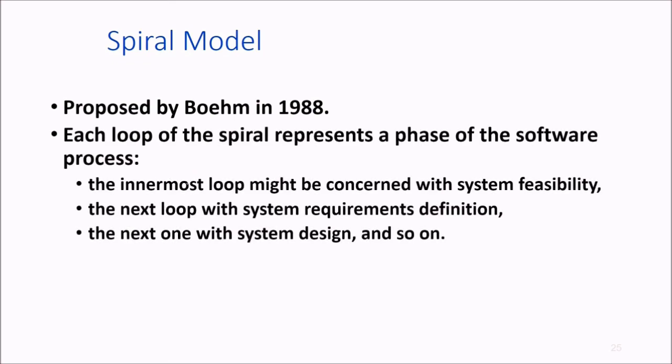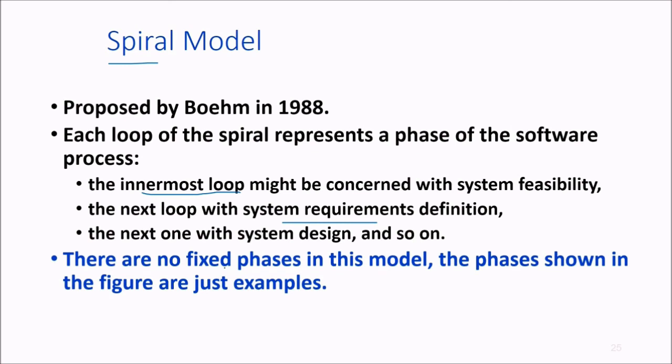Then we come to the spiral model. It was proposed by Boehm in 1988, and each loop of the spiral, that is why we call it a spiral, represents a phase of the software process. The innermost loop represents system feasibility. Then comes the next loop, which is software requirements definition. The next one will be system design, and so on and so forth.